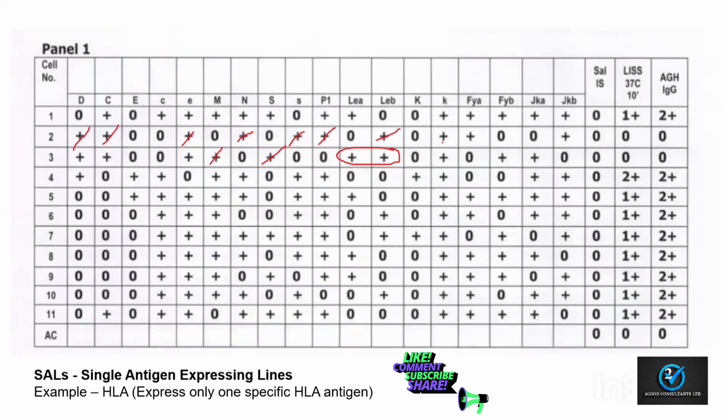You come to small k. You can easily cancel it on cell number 2. You come to FYA. You can cancel on cell number 2. I'm sure you understand. Yes. You come to FYB. You can cancel here. Easy. You come to JKA, you can cancel here, easy. You come to JKB, you can cancel here, easy. Stay with me now. What it means is that we are left with this. Are you following? Yes, sir.